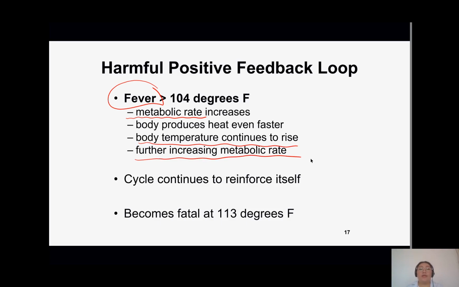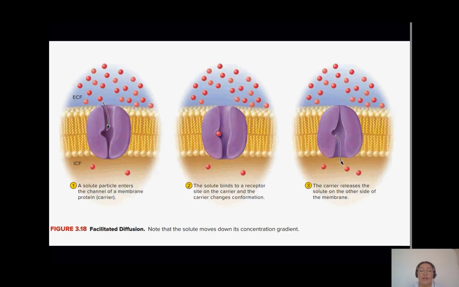And you know that the body temperature could increase, and for our metabolism, the proteins especially, it's really harmful because there could be denaturation of proteins. The cycle continues to reinforce itself and becomes fatal at this point, at these degrees of Fahrenheit. So this is the harmful positive feedback loop. Let's consider the next one. If you have any questions, you can ask me in the chat.